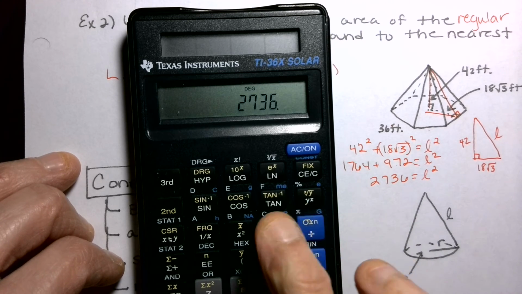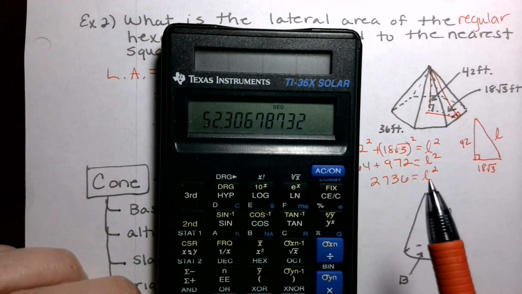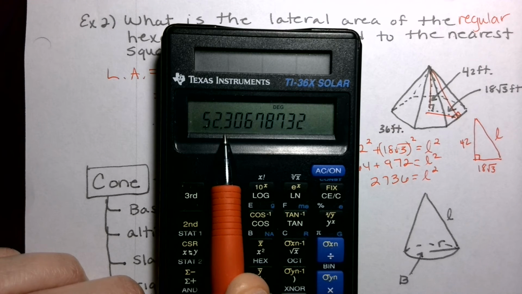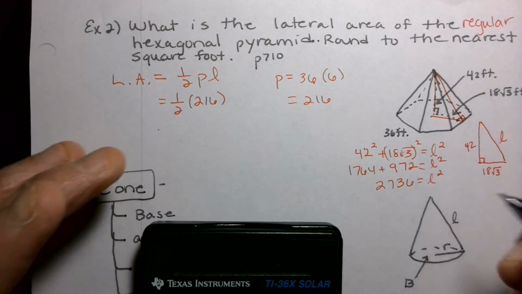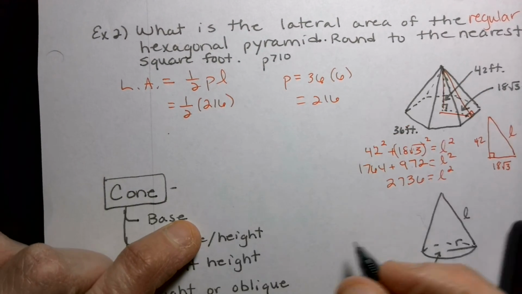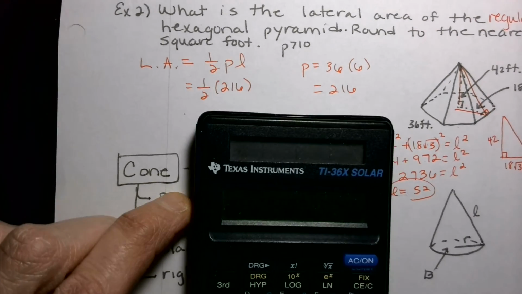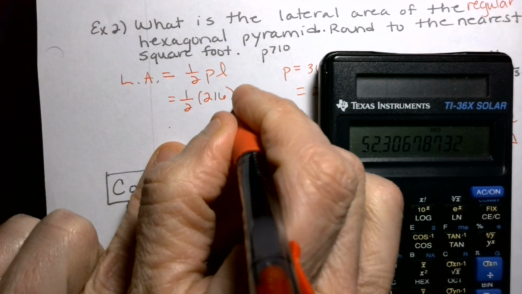Square root both sides. And what did it say? Nearest square foot. So we're nearest whole number. So I'm rounding to that place. The number after it is a 3, so I just leave it, 52. But actually, halt, we're not done with the problem, are we? That's just our slant height. So I'm going to actually leave my number right in there. Do you see it? I didn't move it. And go up here.